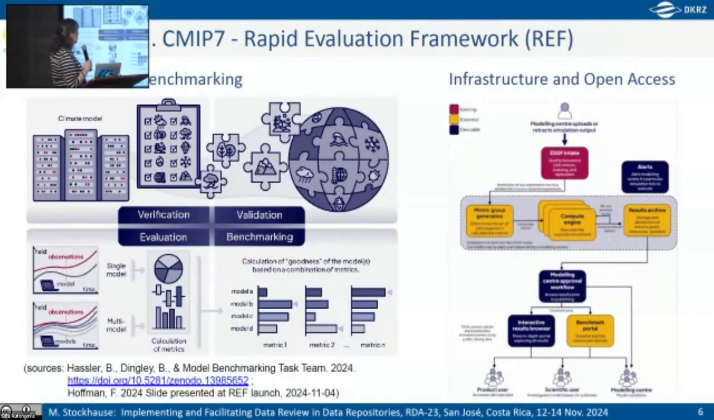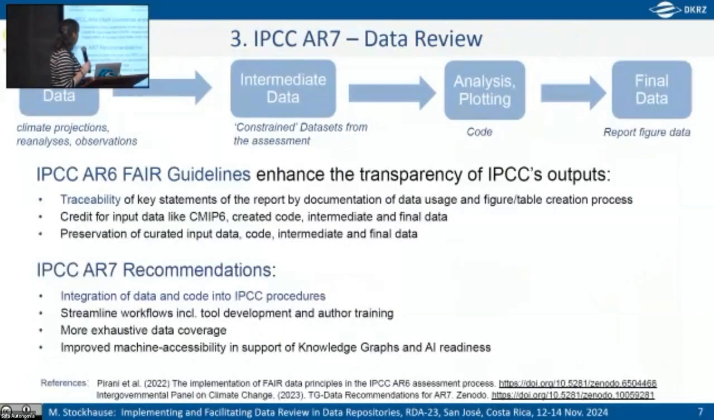On the right-hand side, you see the infrastructure. So the software development in the REF is open source, and the results are also openly accessible because they are of interest, for instance, for the modeling centers to see if they have to act and change their data, and of course to those who have already used the data so that they know there was an issue. And the third step in the review process was this IPCC review.